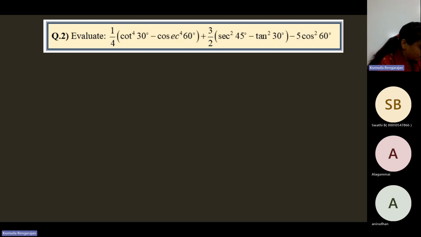A is 1, no? B is AB. What is A square? 1 square. 2AB, 2 into 1 into AB. 2AB. Plus B square is AB square. Where have you written that?